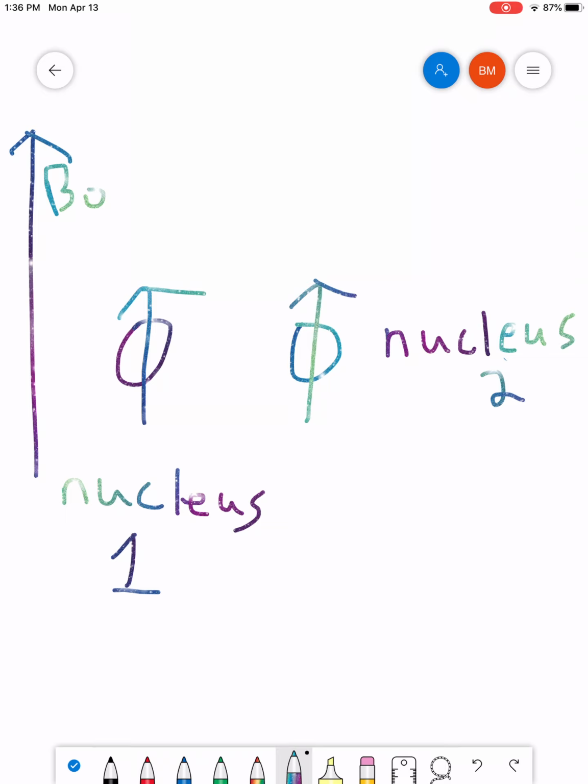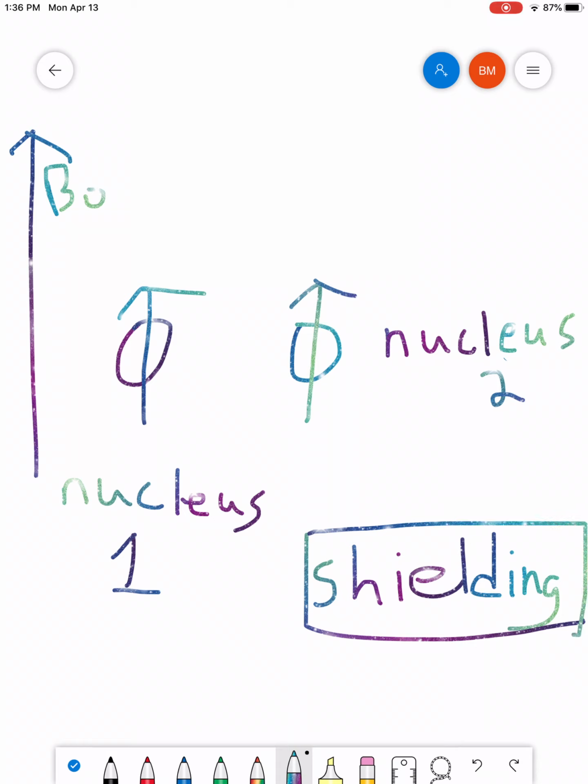Right? So if a particular nucleus has neighbors around that are sort of interfering with this external magnetic field, then its overall effect is lessened. All right? In other words, nucleus 2 kind of makes nucleus 1 here wiggly because it's not as held into place as it would be if nucleus 2 wasn't there. All right? What we say here is that nucleus 2 provides shielding.